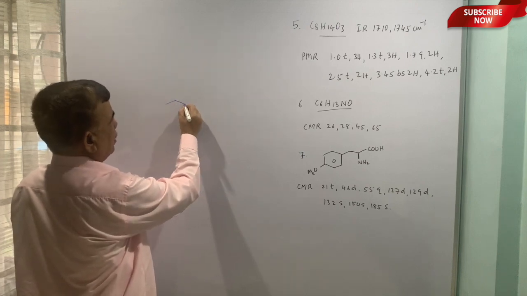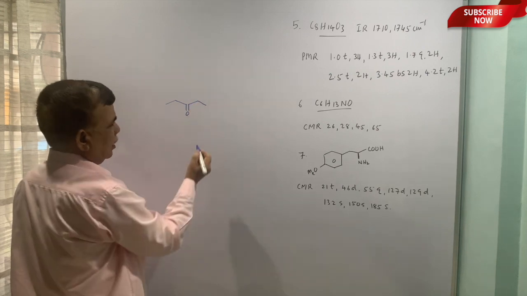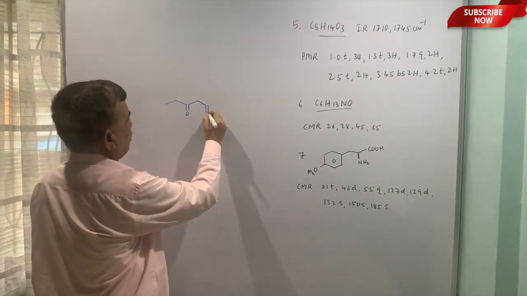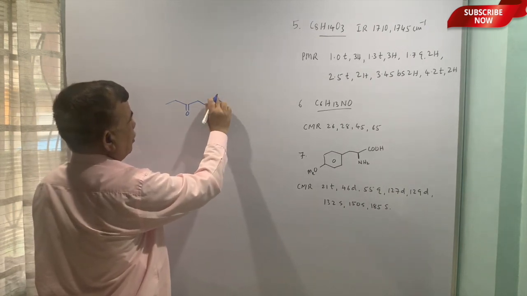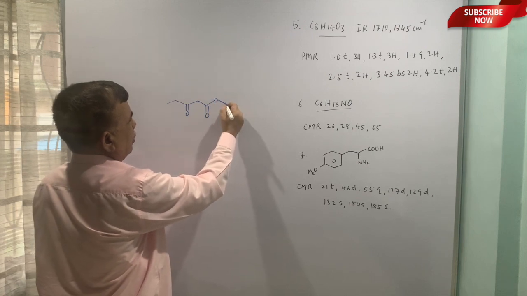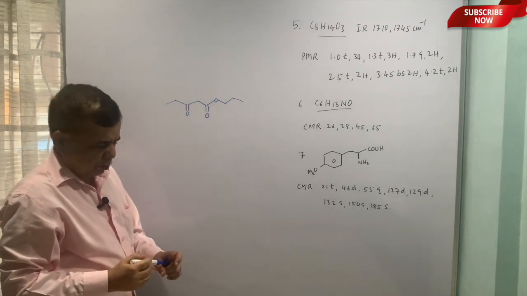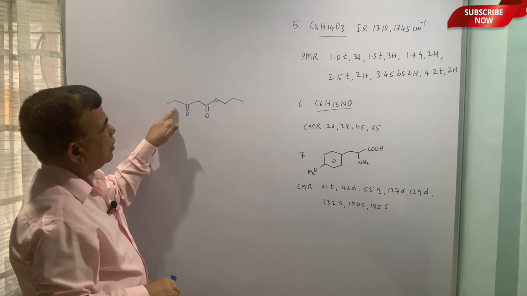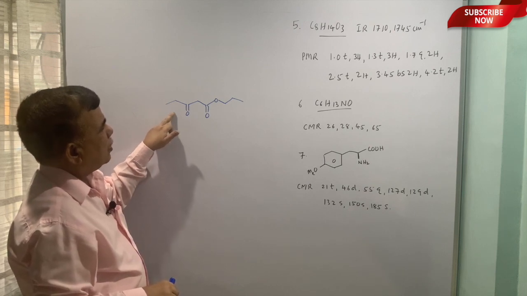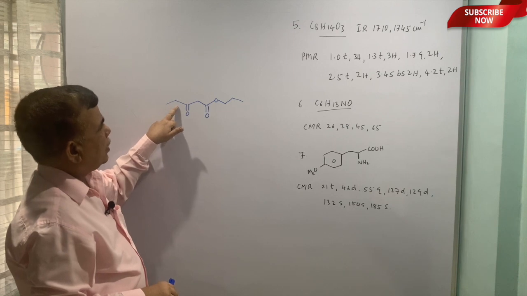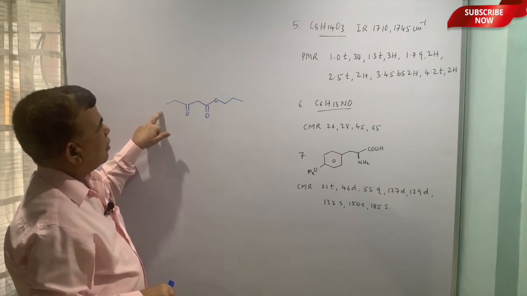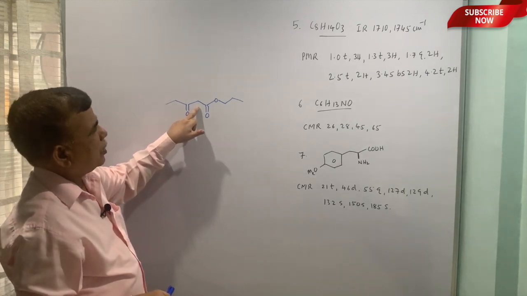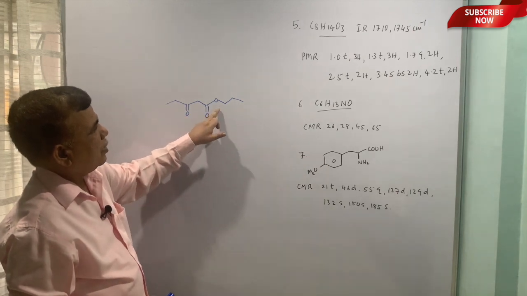So let us put that thing together. I am just putting the structure. Triplet, quartet, this part is over. 2.5 triplet, 2 proton is this, 1 triplet, 3 proton is this, 3.45 broad singlet, 2 proton, this is the methylene which is sandwiched between 2 carbonyls.